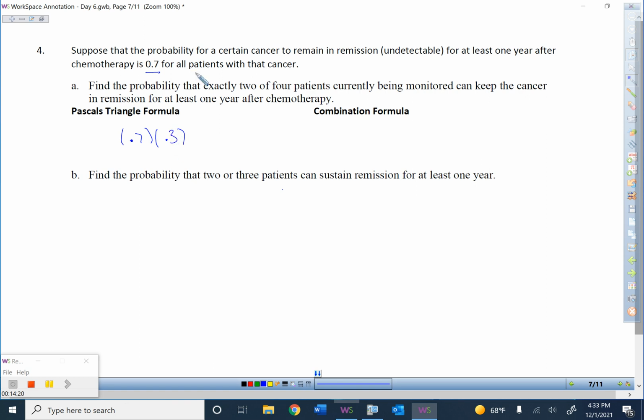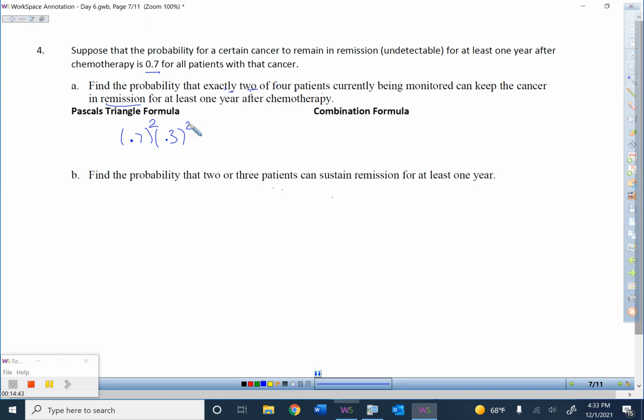Then we're going to go to what our question is asking to be able to fill out our powers. We want exactly 2 of the 4 patients to actually be in remission. So 2 are in remission. And it says 2 of the 4, so we have to make sure that the leftovers add to 4. So there's 2 then who wouldn't be in remission.